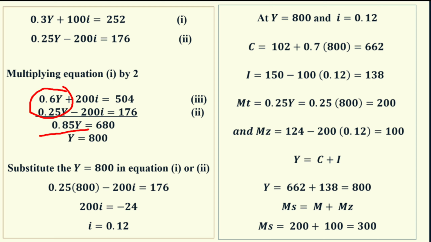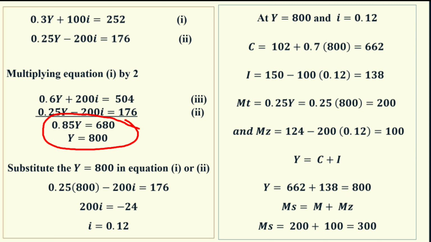So by adding these equations, 0.6y plus 0.25y is equal to 0.85y, then plus 200i minus 200i will be cancelled. Then 504 plus 176 will become 680. So the value of y is equal to 680 divided by 0.85, which is equal to 800. So the value of y is equal to 800.